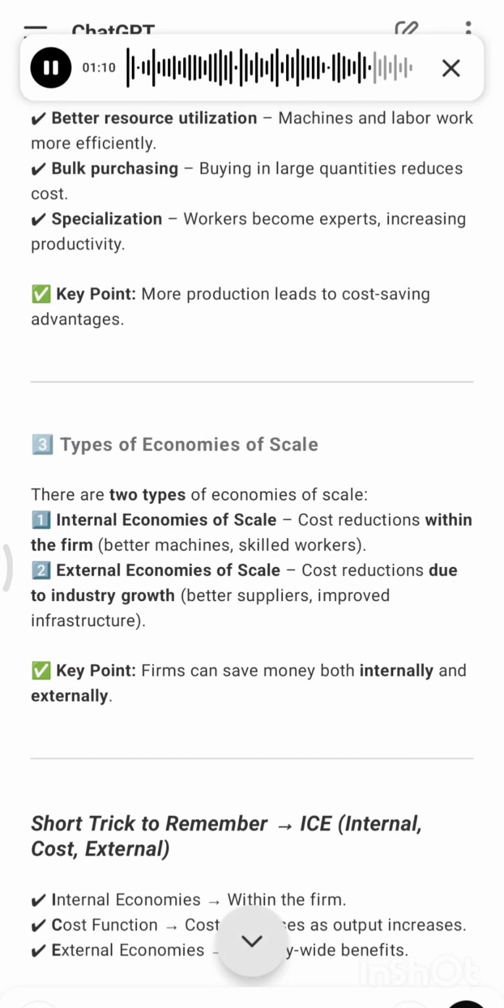Short trick to remember: ICE. I, internal economies within the firm. C, cost function, cost decreases as output increases. E, external economies, industry-wide benefits.